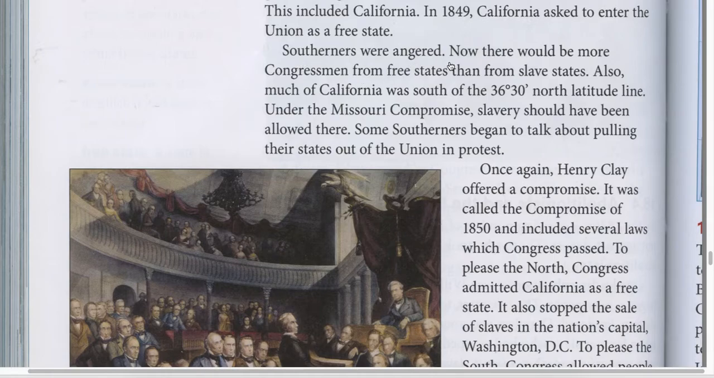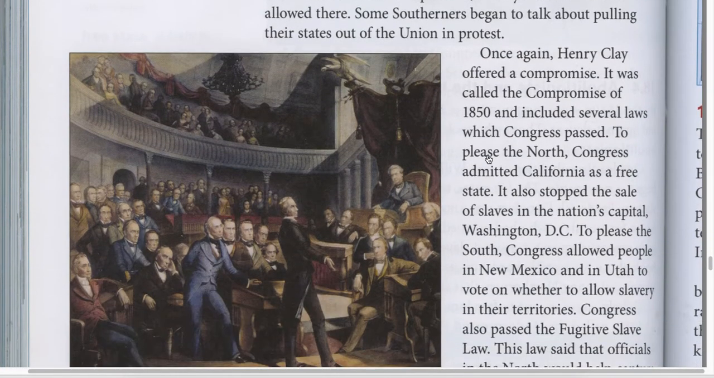Southerners were angered. Now there would be more congressmen from free states than from slave states. So now the South is getting upset because California's coming in free, and there'd be more free states with power in Congress. Also, much of California was south of the 36°30′ north latitude line. Under the Missouri Compromise, slavery should not have been allowed there. Some Southerners began to talk about pulling their states out of the Union in protest.